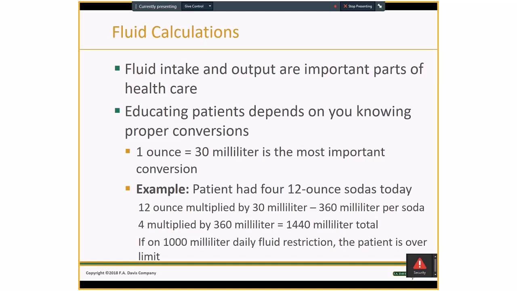They're not thinking about it in milliliters, they're thinking about it in ounces, so you have to educate them on that. So just remember 1 ounce equals 30 milliliters. If they're reporting to you how much they have per day, then you can multiply that out and explain to them how much more they're drinking than they're supposed to be.